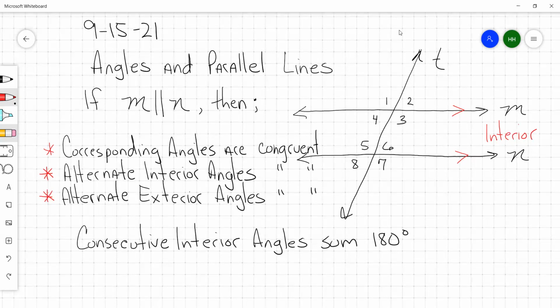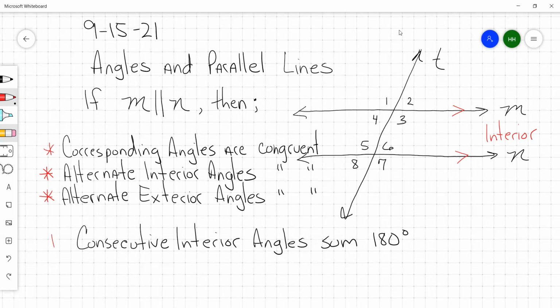Alternate exterior angles, those are congruent. Can anybody name a pair of alternate exterior angles? 1 and 7. Very good. What's the other pair? 2 and 8. Those angles are congruent to each other. That means they're equal to each other. They have the same angle measure.